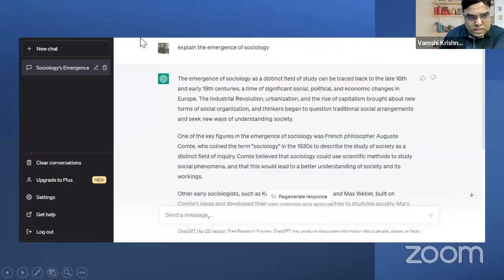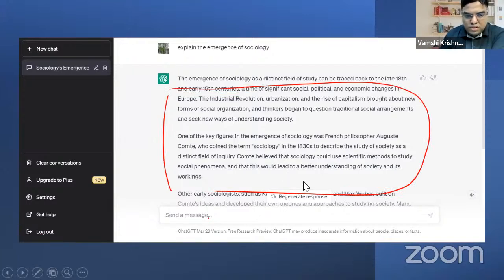Okay, so this is what I got from ChatGPT. You can see: explain the emergence of sociology. Is this answer enough for your mains? Please go through that answer and let me know if it is sufficient for your mains.